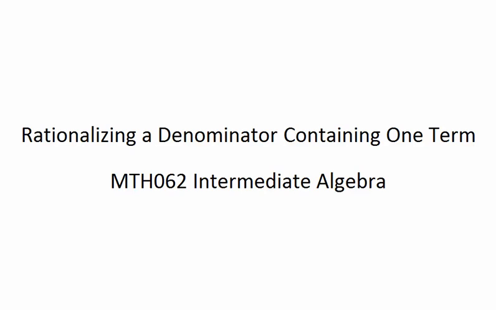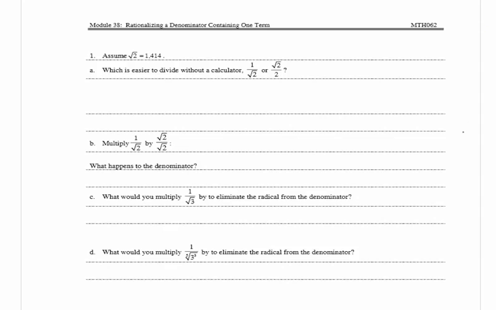In this video, we're going to be rationalizing a denominator containing one term. In number 1, it says, assume the square root of 2 is equal to 1.414. And then it says, which is easier to divide without a calculator? 1 divided by the square root of 2 or the square root of 2 divided by 2.